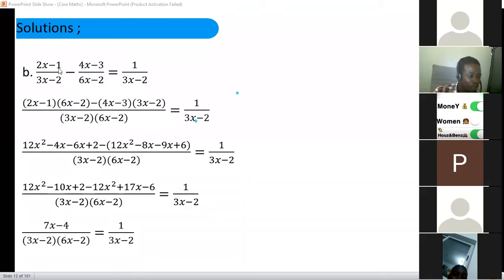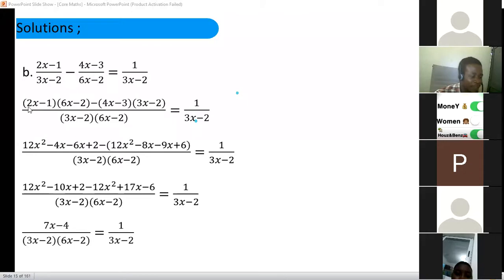So when I cross multiply here, I have (2x - 1) times (6x - 2) minus (4x - 3) times (3x - 2), then all over, I will multiply the denominators. That is (3x - 2) times (6x - 2). Then equals the right-hand side of the equation. The second step here, we need to simplify. In simplifying, we expand the brackets.